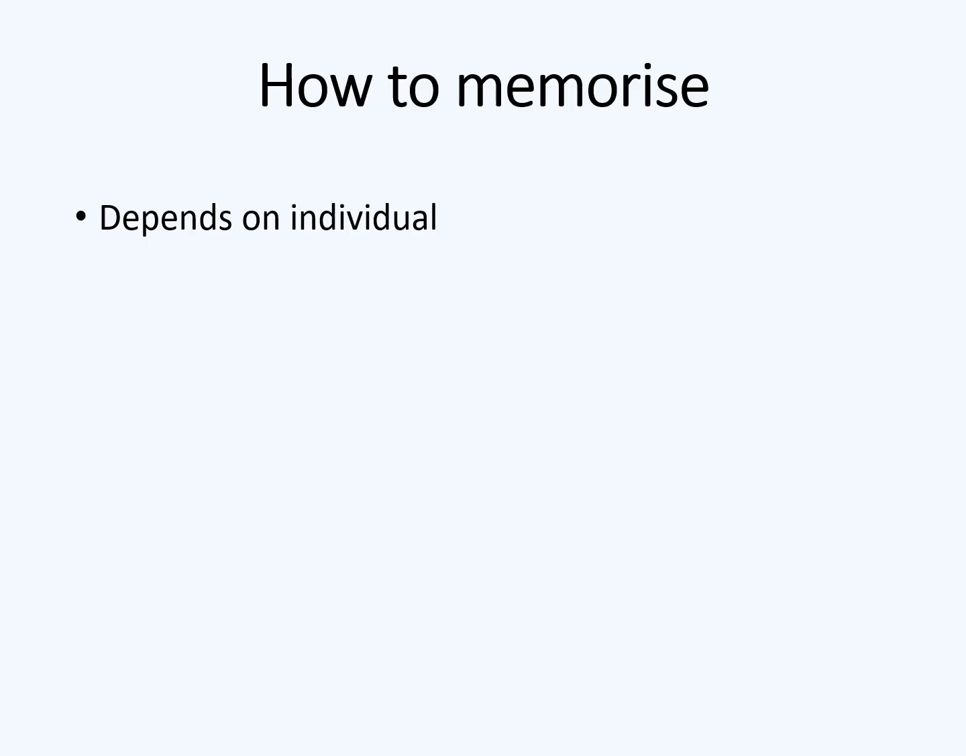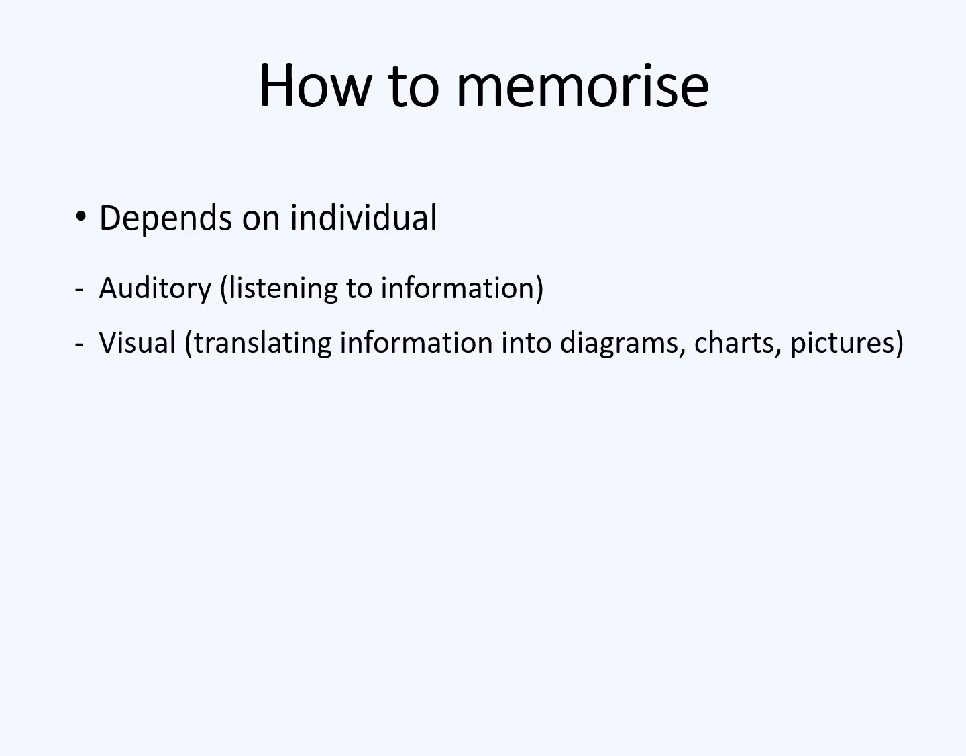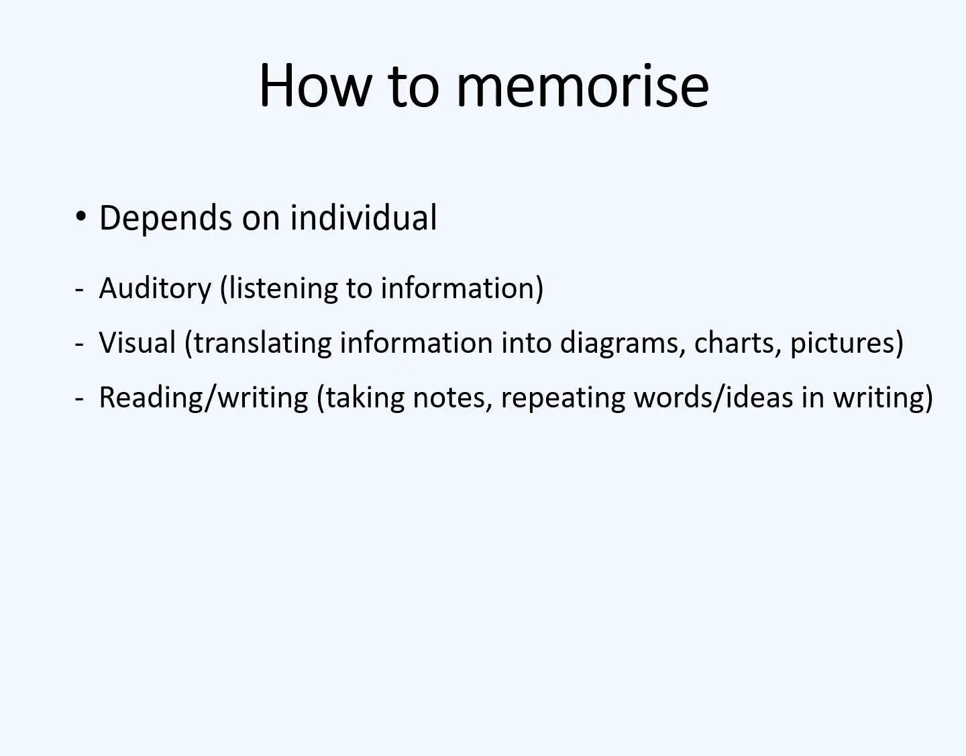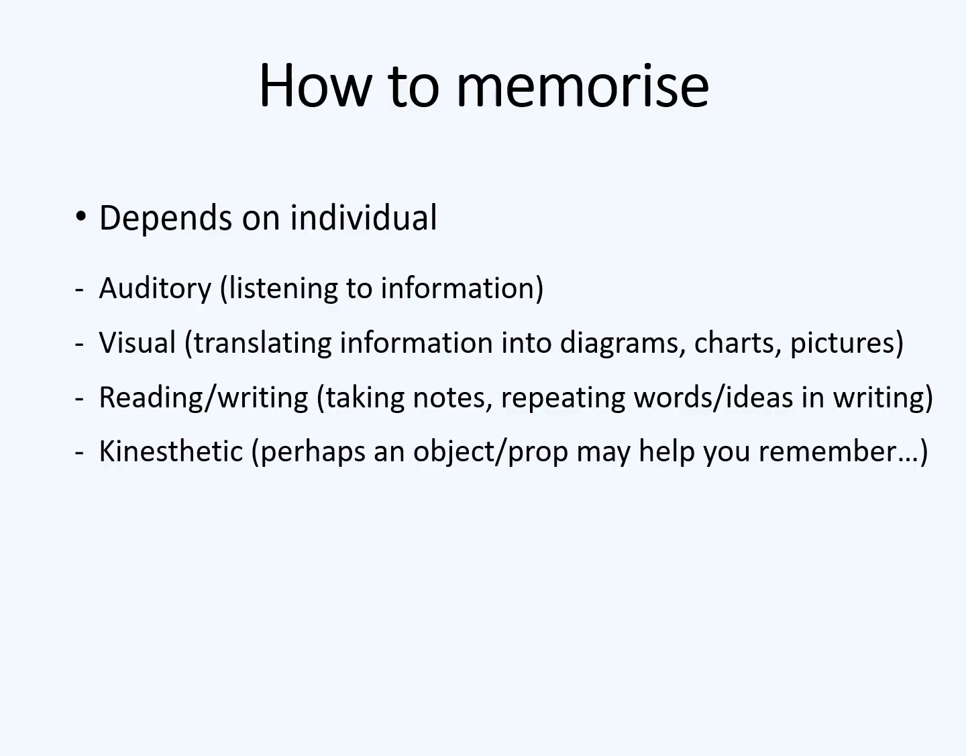People commit things to memory in different ways, so much depends on what works for you. You may be an auditory learner who learns well by listening to information. You may be a visual learner, in which case you may find it useful to translate information into diagrams, charts, or pictures. Alternatively, you may learn well with words by reading and writing, in which case taking notes and repeating words or ideas in writing will be a good way of remembering. Some people may find that an object or prop may act as a good learning tool.